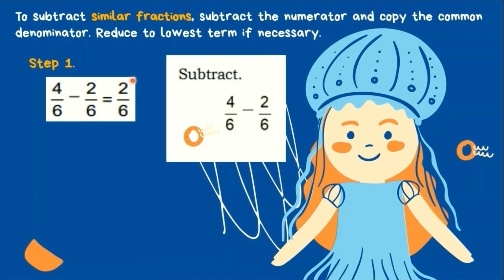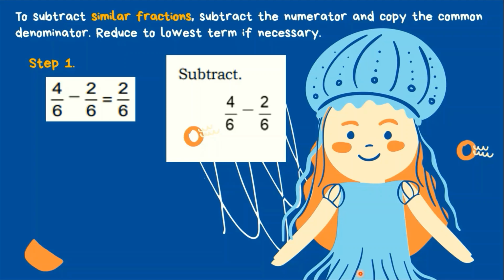4 minus 2 ay 2. 6 ay kukopyahin lang natin. Kaya naman 4/6 minus 2/6 is equal to 2/6. However, 2/6 can still be further reduced to its lowest term.